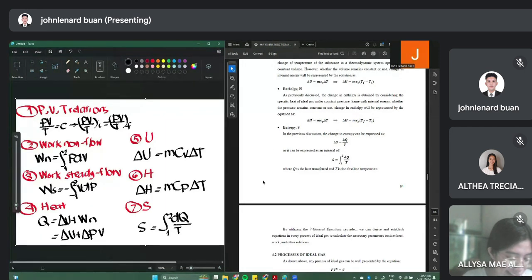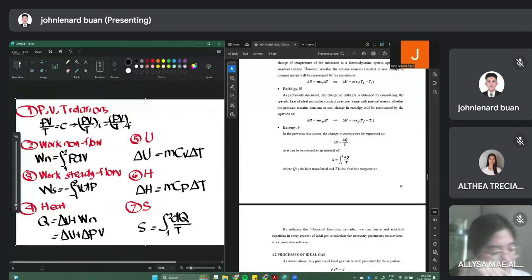So that is the seven general equations. Please take note of this. Please do memorize and familiarize yourself with the following equations, because it is possible that they will come out in our quiz. Quiz next week. Are we clear?